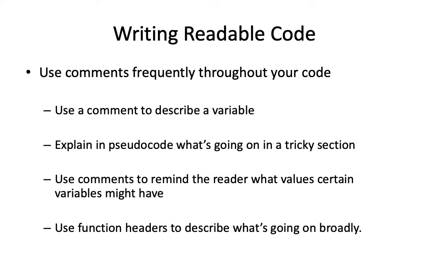Writing readable code. The number one thing to do when writing readable code is to use comments often. So you can do that to describe a variable. If you've got a bunch of lines that are tricky or dense or hard to understand, you can use a couple lines and explain in pseudocode what's going on. Maybe you've got a for loop that does some fancy things, or you've got a couple other functions that you're going to call from a certain spot in your code. It's really helpful a lot of times to take a couple lines and write a couple comments to explain what's going to happen in the next little bit of code.